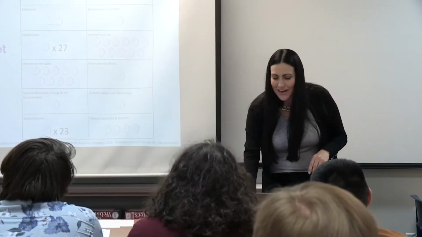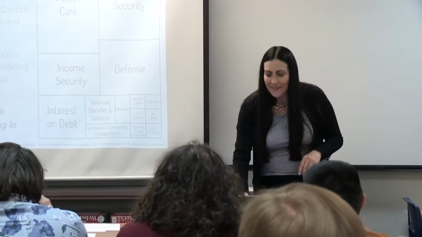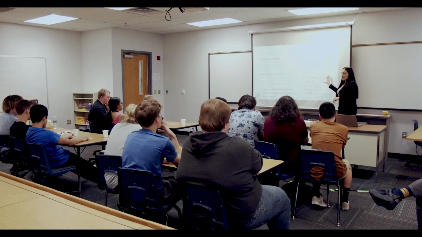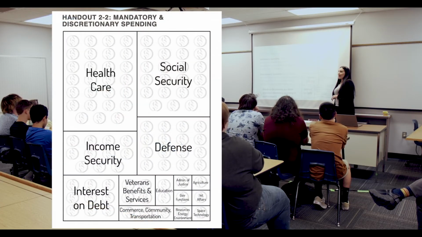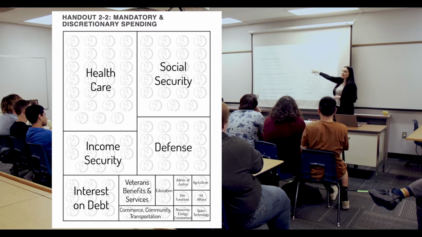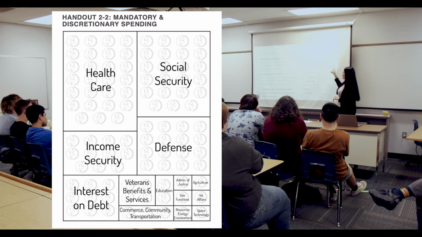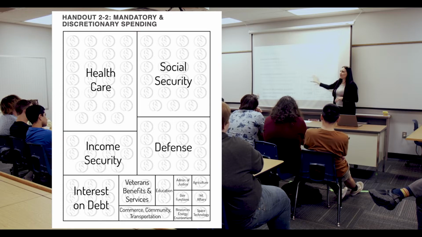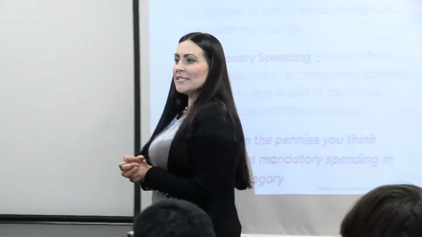Explain the difference between mandatory and discretionary spending. Now, I'm going to give you another handout that's going to look like this. It's going to have 100 pennies, but now they're actually broken up into these categories. So you can see healthcare is the biggest category, and then Social Security, defense, income security, and they get smaller as we go in this direction. And then now you're going to have a new task, and that's to be able to differentiate between what spending is what we call mandatory spending and what would represent discretionary spending.